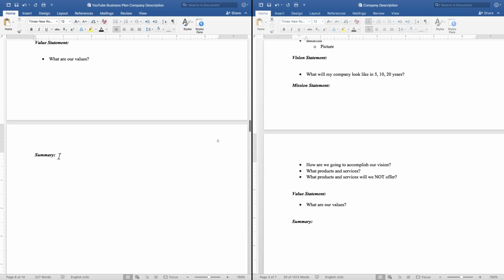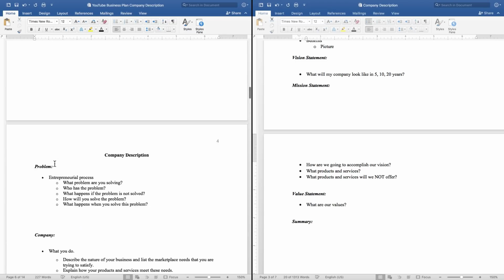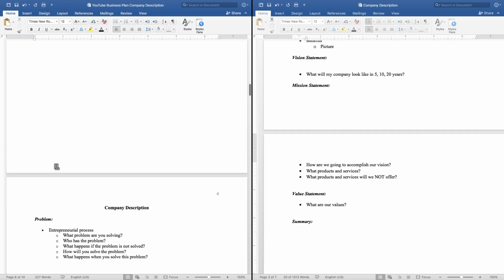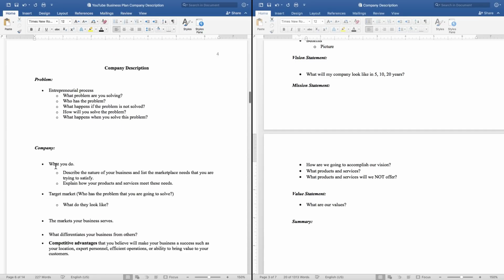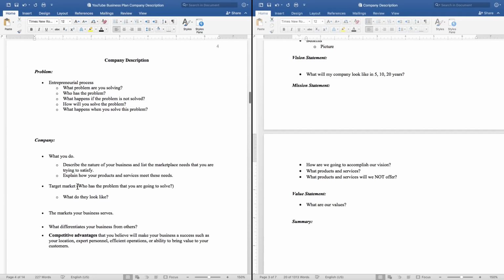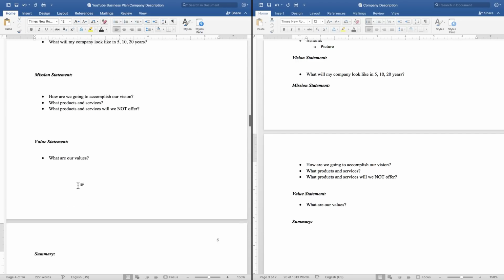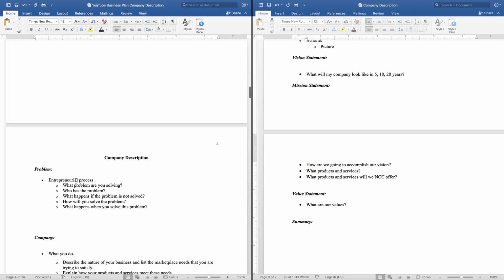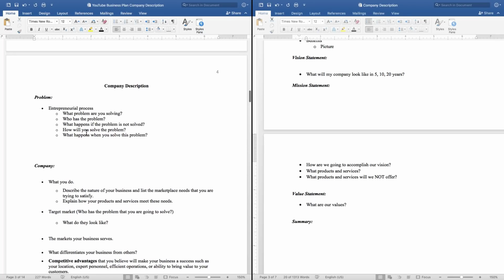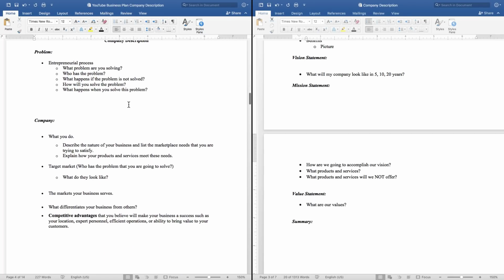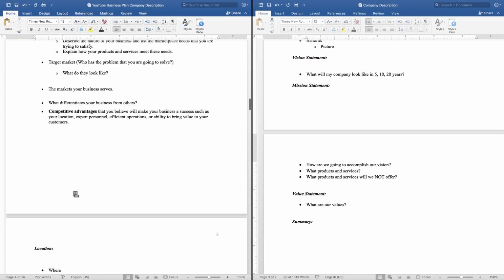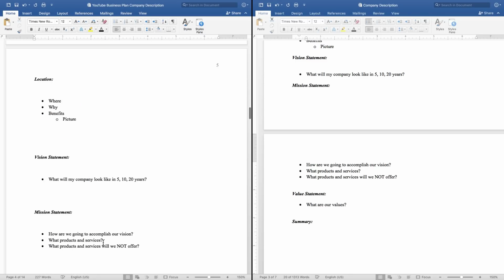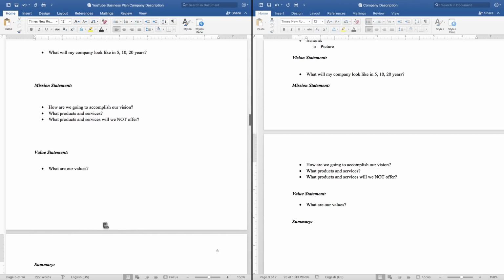And finally, what we have is a summary. Like I said, every component is going to need a summary, except, of course, the executive summary and the final summary. For the company description, the summary is just going to summarize the problem, the company, the location, the vision, the mission, and the value statement. So it's a real succinct area that covers everything.